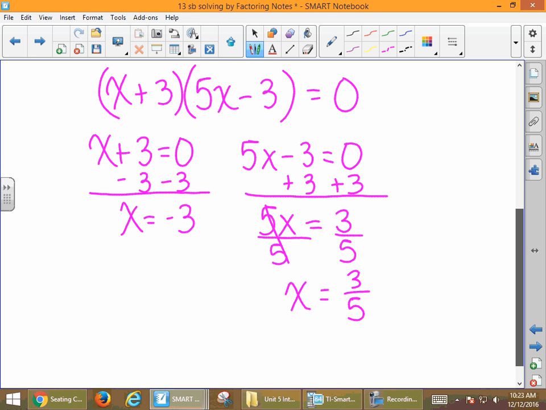If you notice in the directions, because I haven't been reading them that much, it does say leave answer in simplest fraction form if necessary. It's necessary. There.